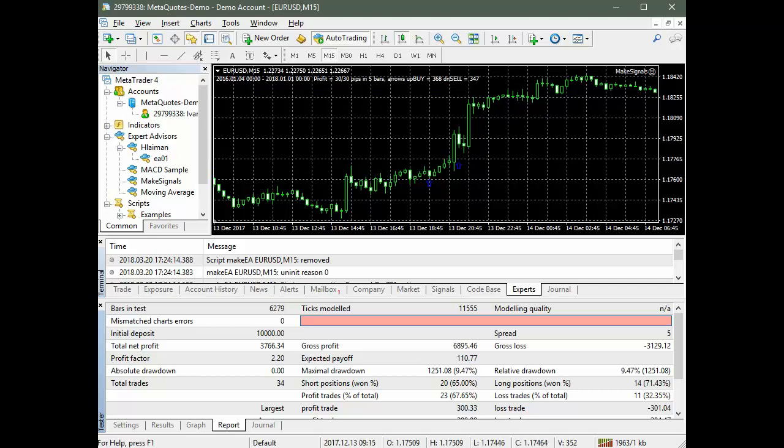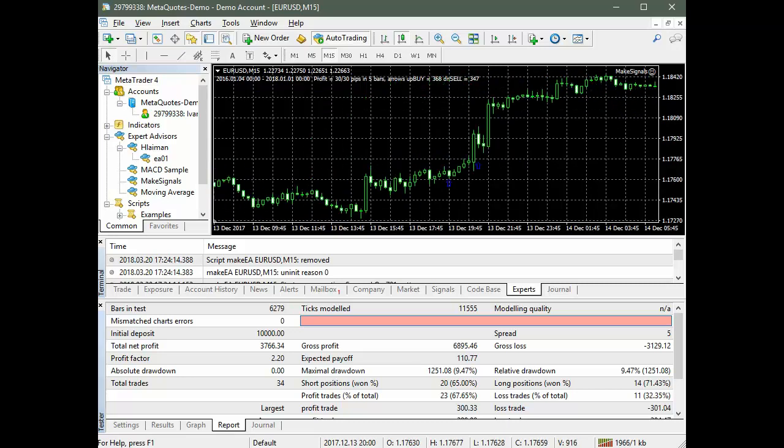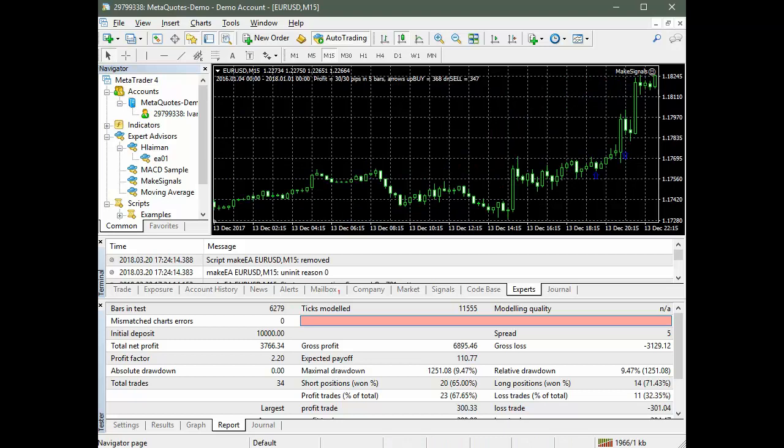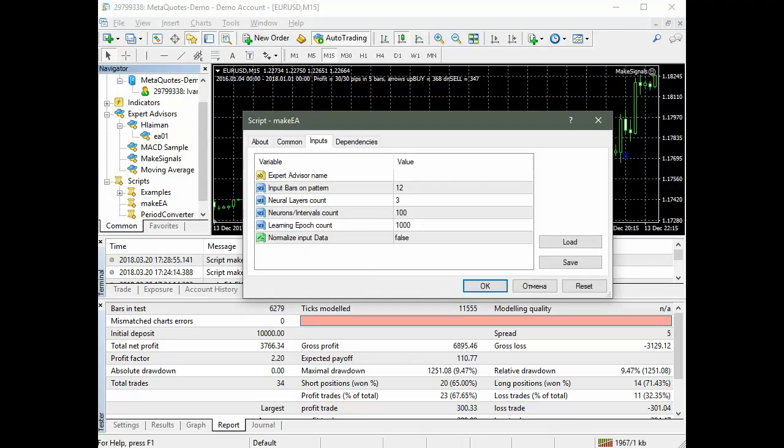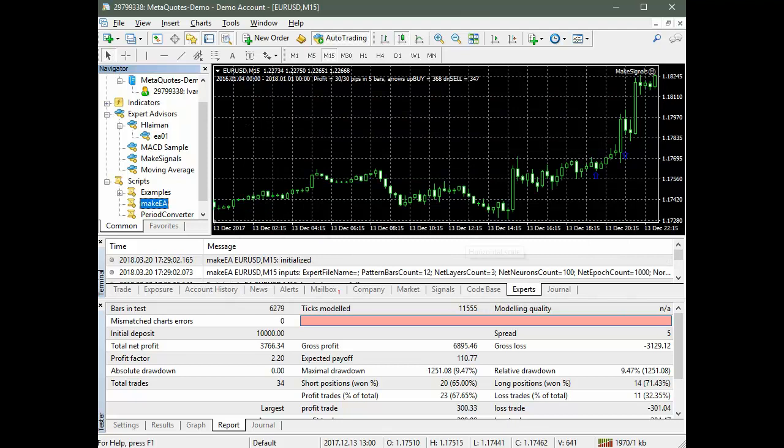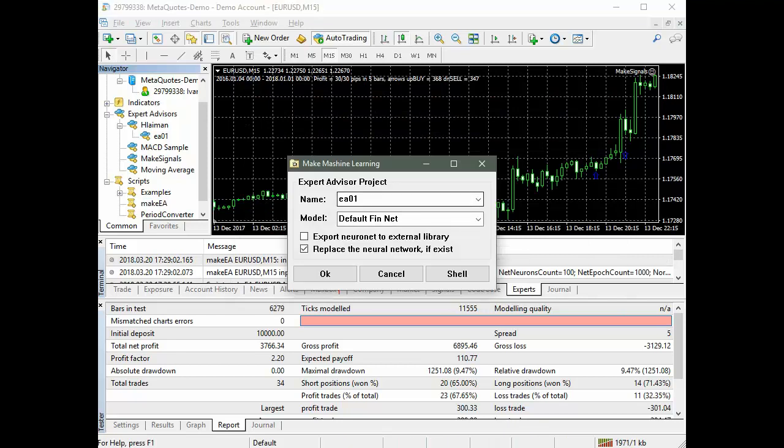Now we will train the neural network of one of the standard implementations with training via backpropagation of an error. We train it using the same data and with the same parameters. We do not change the signals on the graph. Now we run Make EA. Choosing the name of the advisor, the type of neural network will be left by default.